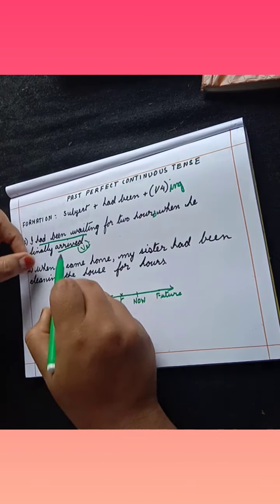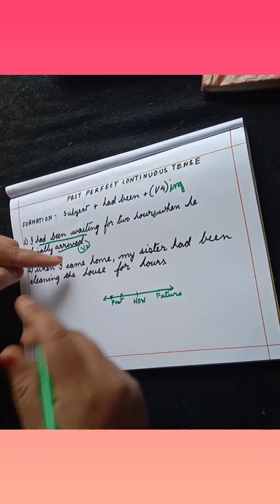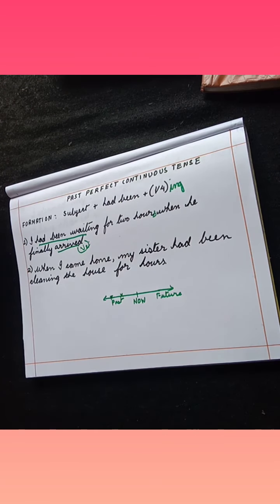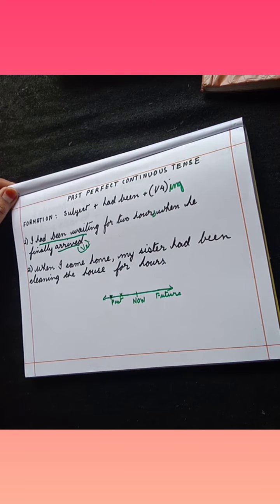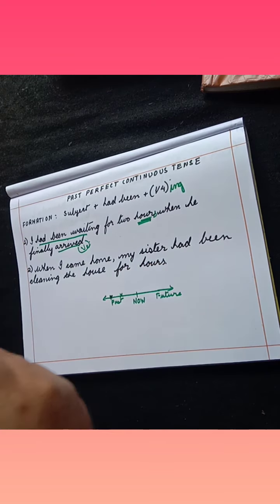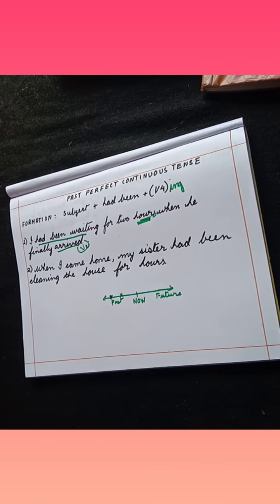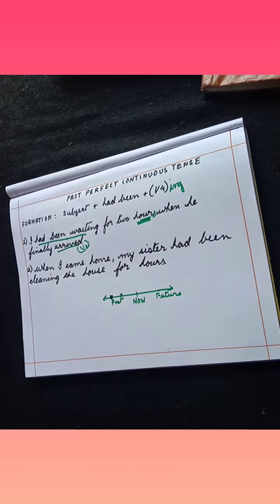Which action happened first? He arrived first, or I had been waiting? I had been waiting, right? I had been waiting is the first action. First past continuous action. I had been waiting for hours, for a few hours, for 2 hours, for 3 hours. I was already waiting. I had been waiting is the first past action. After waiting for 2 hours only, then he came.